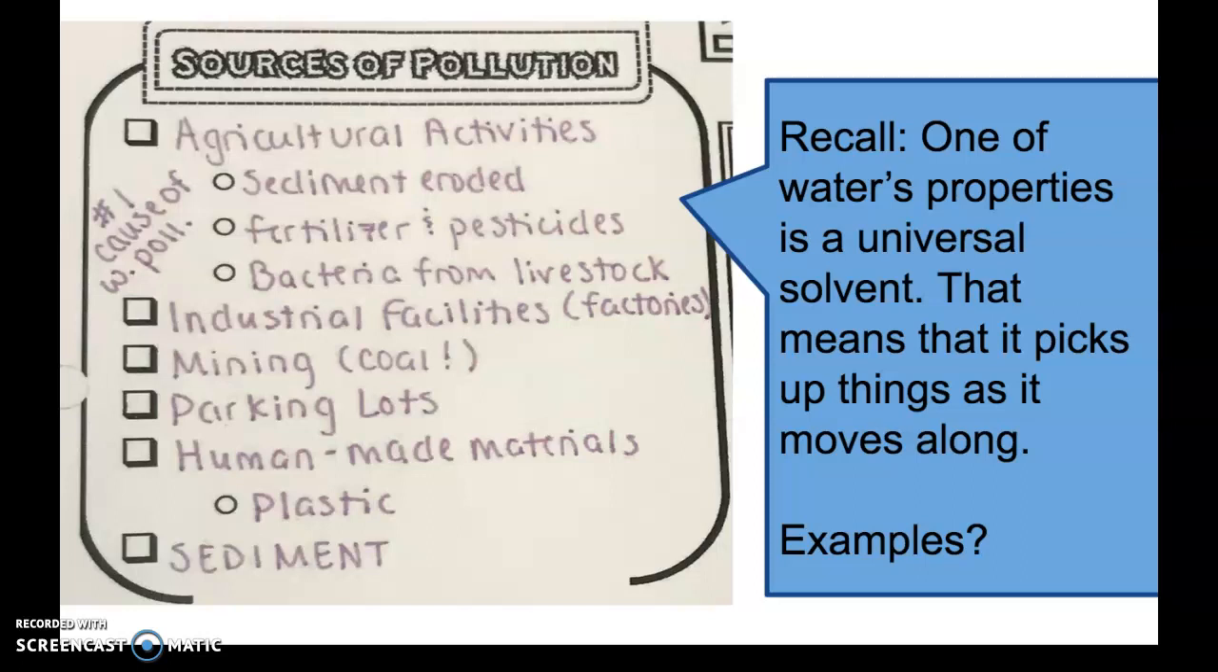Even if you think about car washes, all that soap and suds and whatever else they're putting on your car, wax, that can also be picked up from the parking lot and pulled into the water system. Human-made materials like plastic, again, littering, throwing things into the river, big things, that's an issue. And then, again, sediments. Sediments are an issue, whether that be through agriculture, like the fields have eroded, or even new construction can also cause an increase in pollutants.